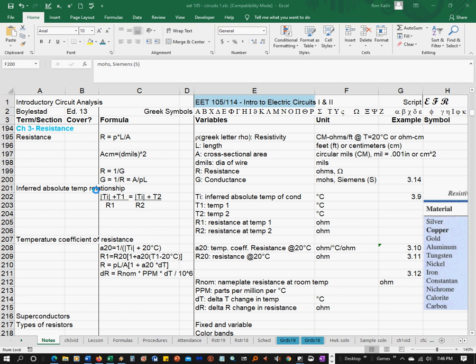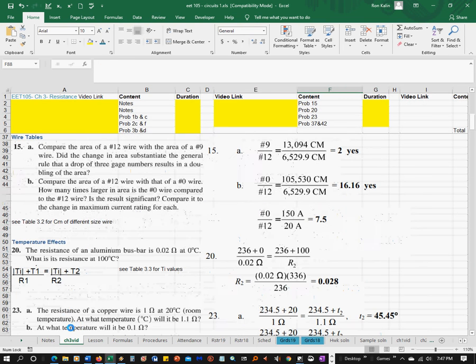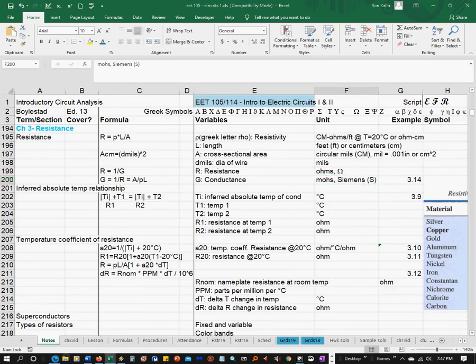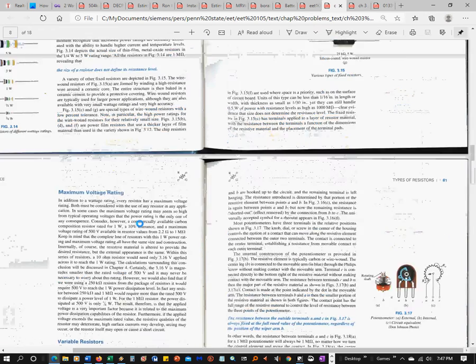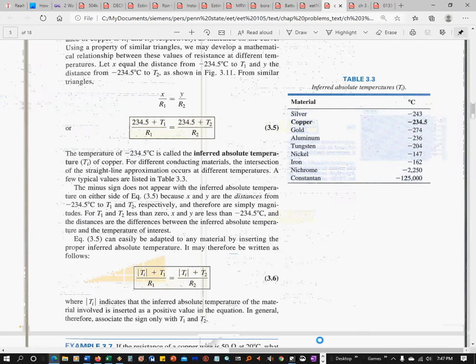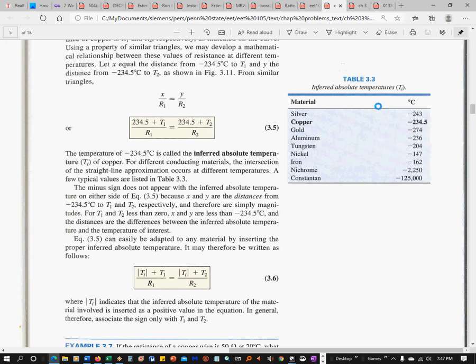The inferred absolute temperature relationship: resistors change with temperature. So each material has Ti, which is the inferred temperature. It's in a table in the book. It would be table, let's see, 3.3. So if we look at table 3.3, this is table 3.3 here.